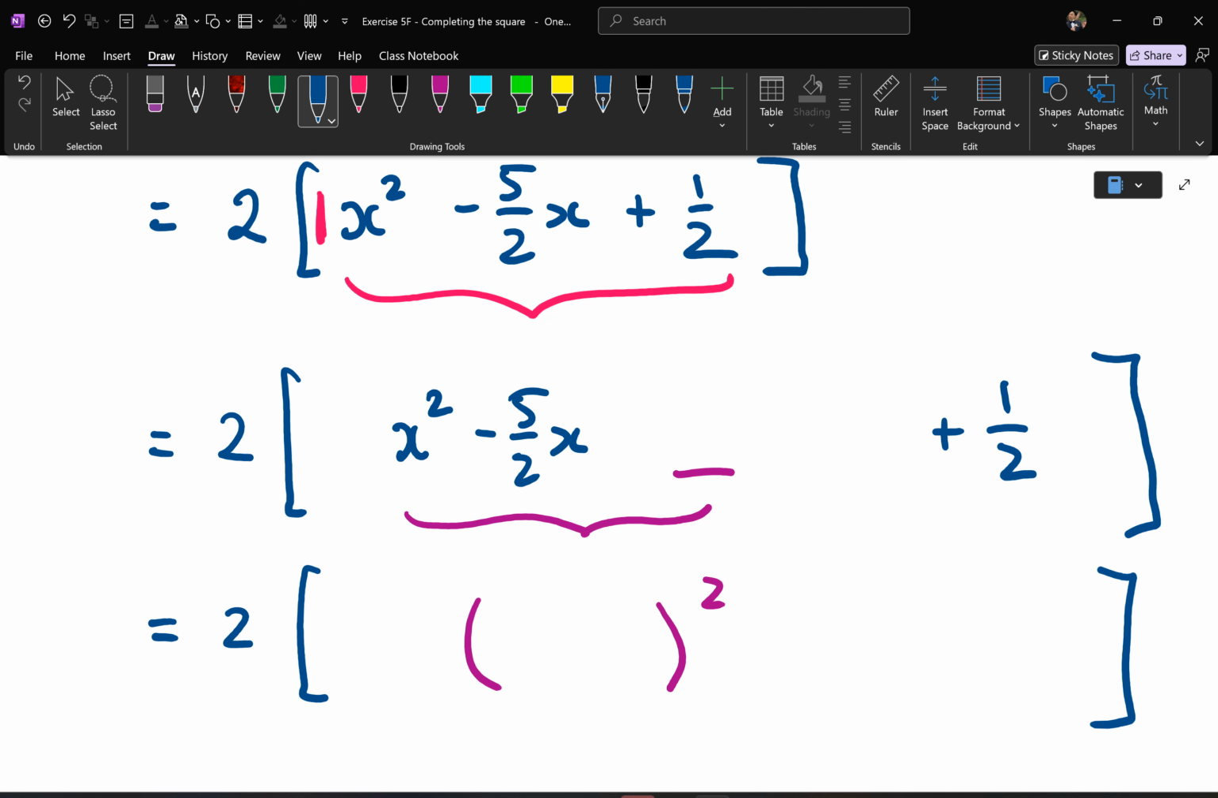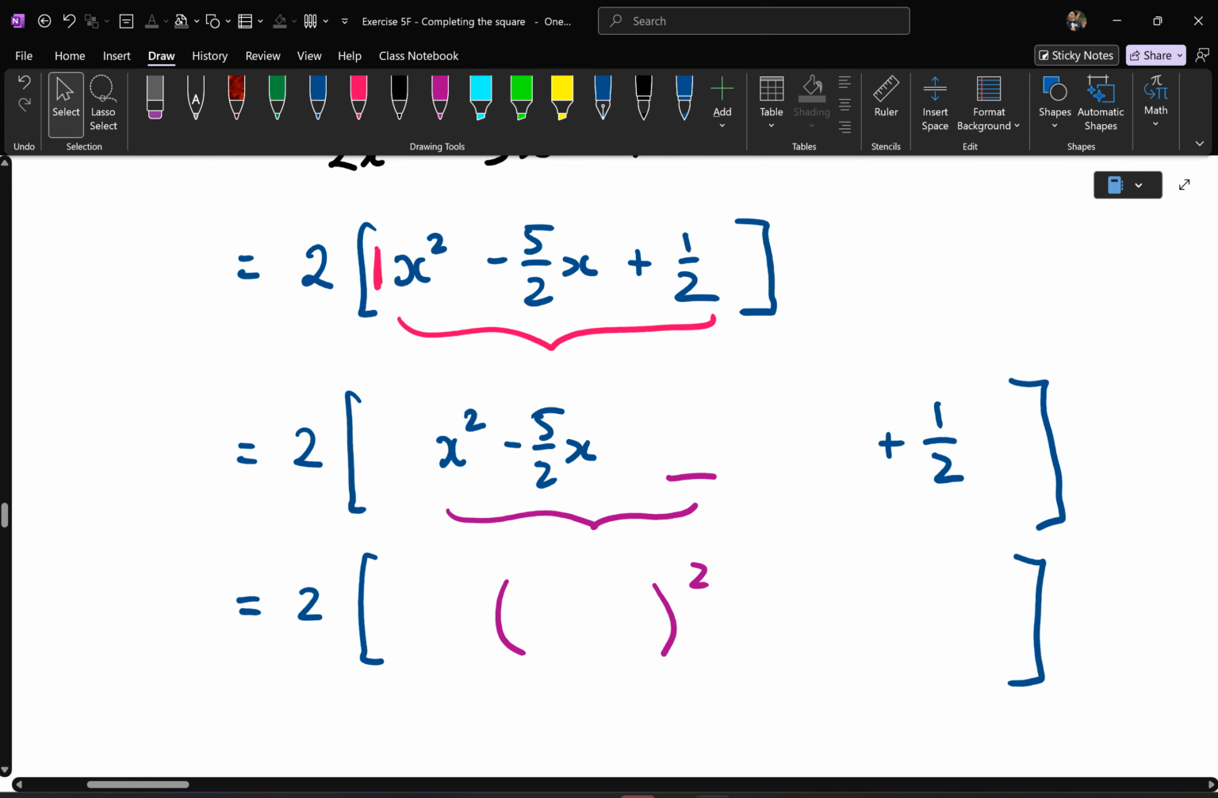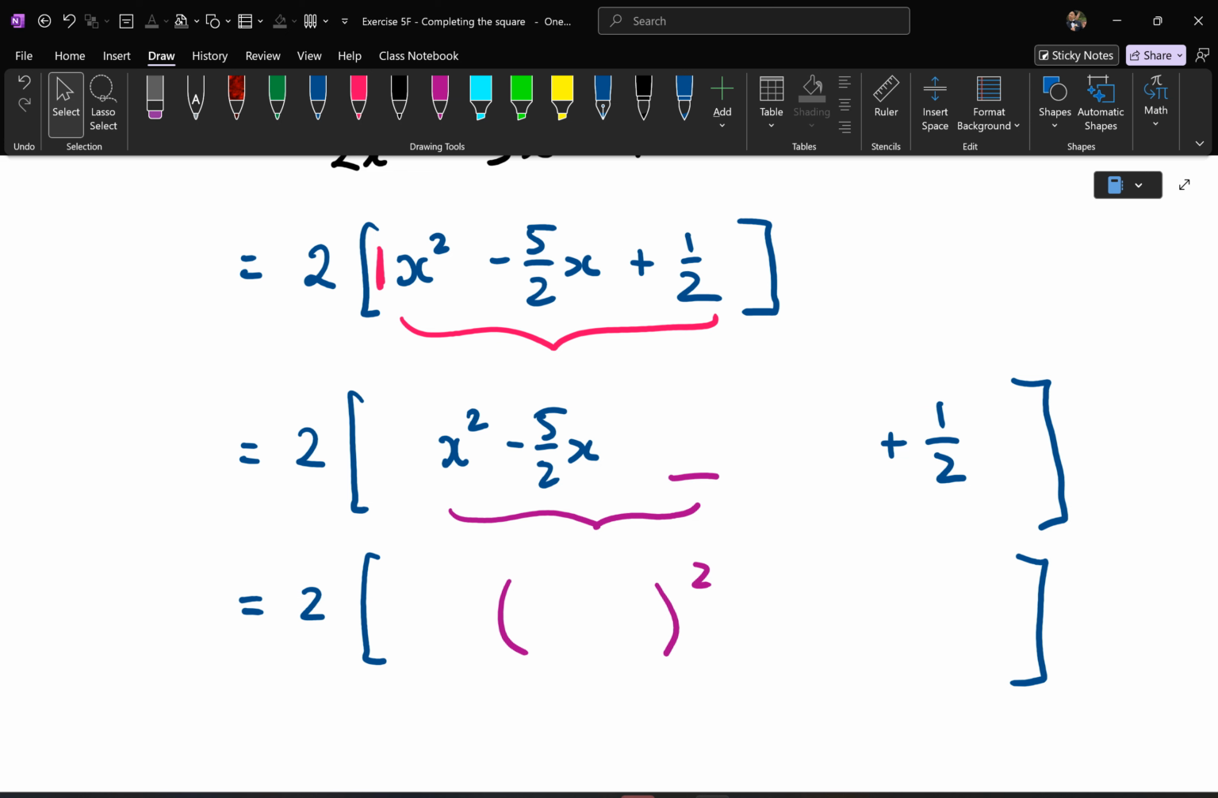Close. You're missing one step. So what did we do before? What do you have to do? Good. -5 on 2. You've got to half this, remember? So that middle term, half that. This is why your fractions have to be good. What's half of -5 on 2?